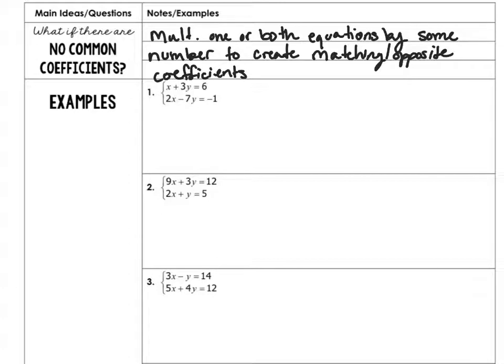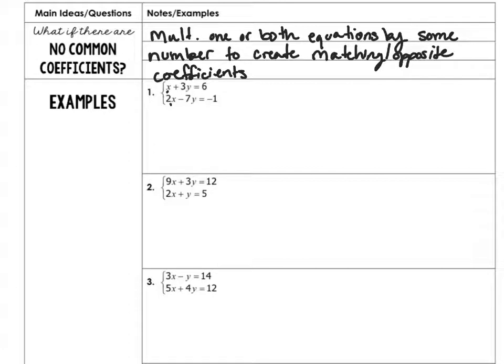Like if it's 2x, we need the other one to be either 2x or negative 2x, so we can either add or subtract them. We want to make them look like they did in 5.3a. If we look at number one, if we look at the x's, we want to see what we can multiply this x by to get to 2x.